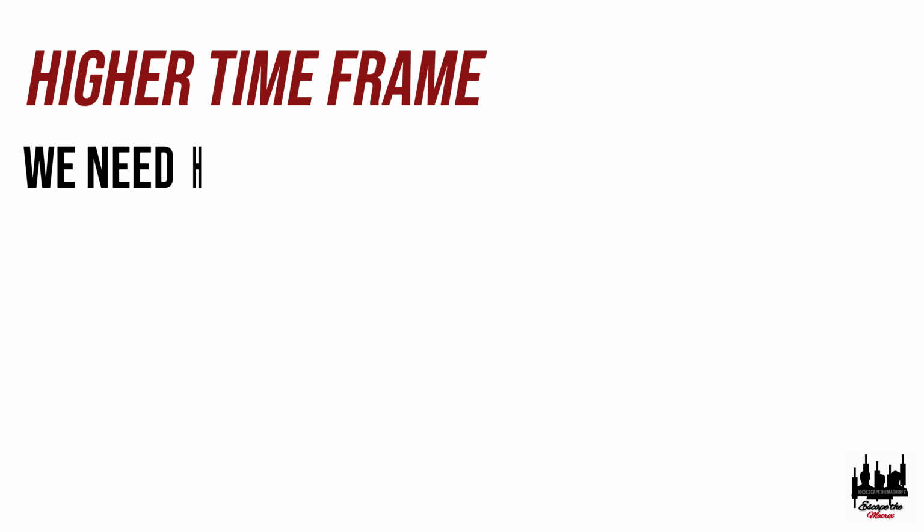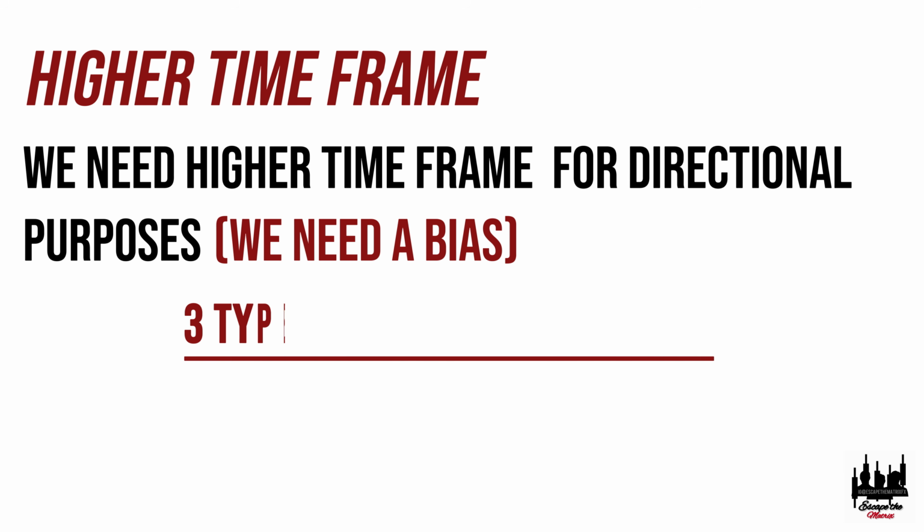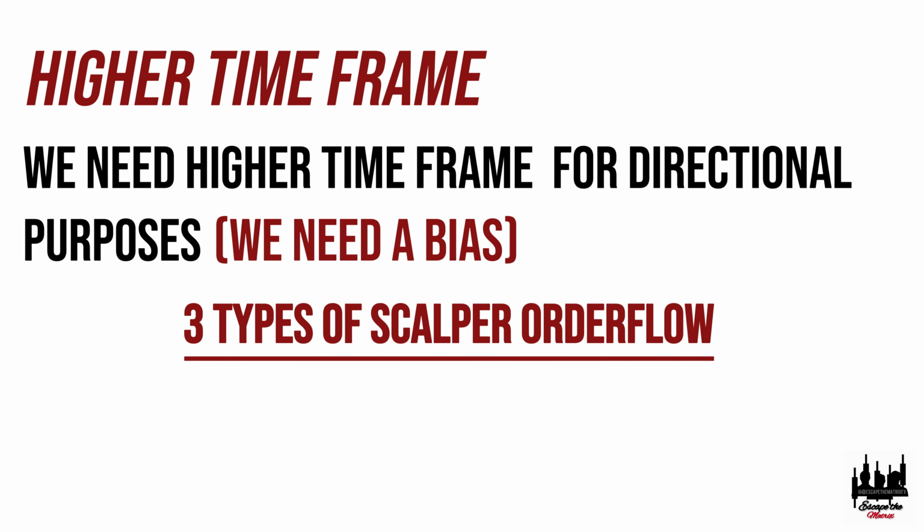So let's kick things off with higher time frame. We need higher time frame to figure out which way we're going to trade. We need a slight bias. We need to know where the order flow is. And in this course, we're going to cover 3 ways you can figure out which way you should trade.